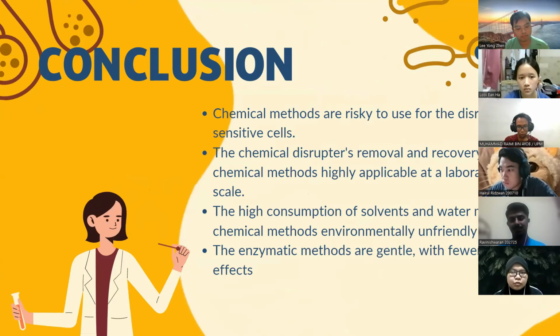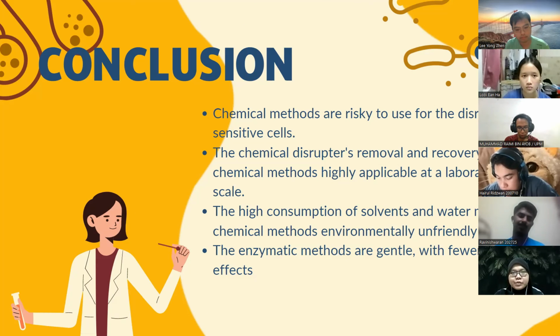So thank you, Ravi. Let's conclude our assignment. Chemical methods are risky to use for the disruption of sensitive cells, as the use of solvents and detergents can cause protein denaturation, damaging the final product. A significant issue related to chemical methods is the removal and recovery of the chemical disruptor, making chemical methods mostly applicable at a laboratory scale. Chemical methods also have low efficacy, making them more expensive and less useful as a disruption method.